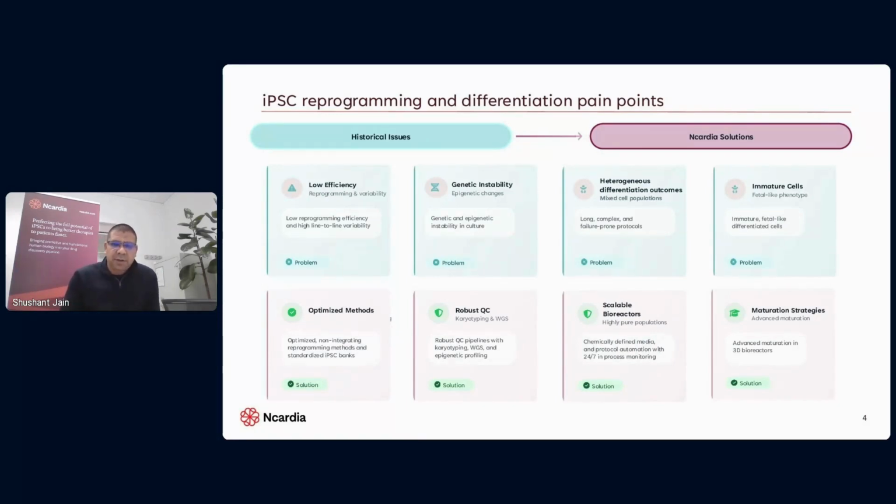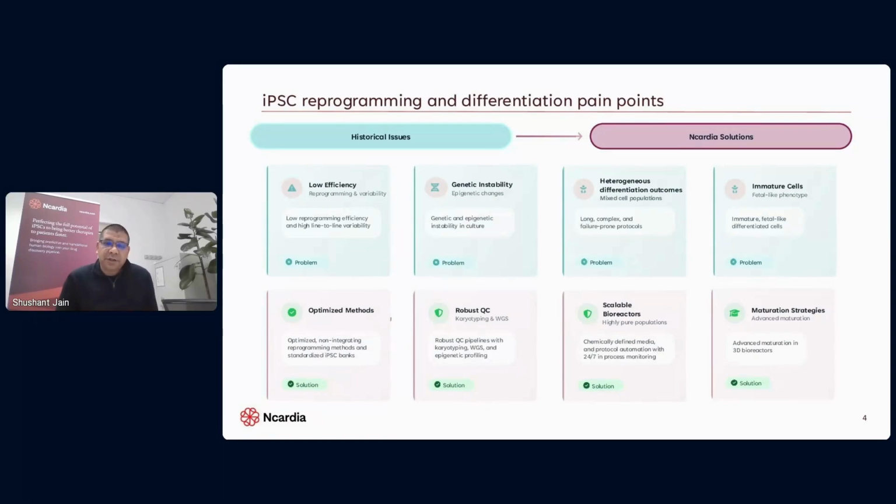As I mentioned, the field has advanced quite rapidly in a number of different ways. Now there are quite optimized methods, and at least at Incardia, there are optimized methods for reprogramming primary cells from various patient populations into iPSCs. The protocols themselves are very standardized, allowing us to create iPSC cell banks. There are robust QC procedures in place, driven by initiatives from the ISSCR, looking at deep characterization of those iPSCs to ensure that they are genetically stable, they express the correct markers, and are indeed true iPSC lines.